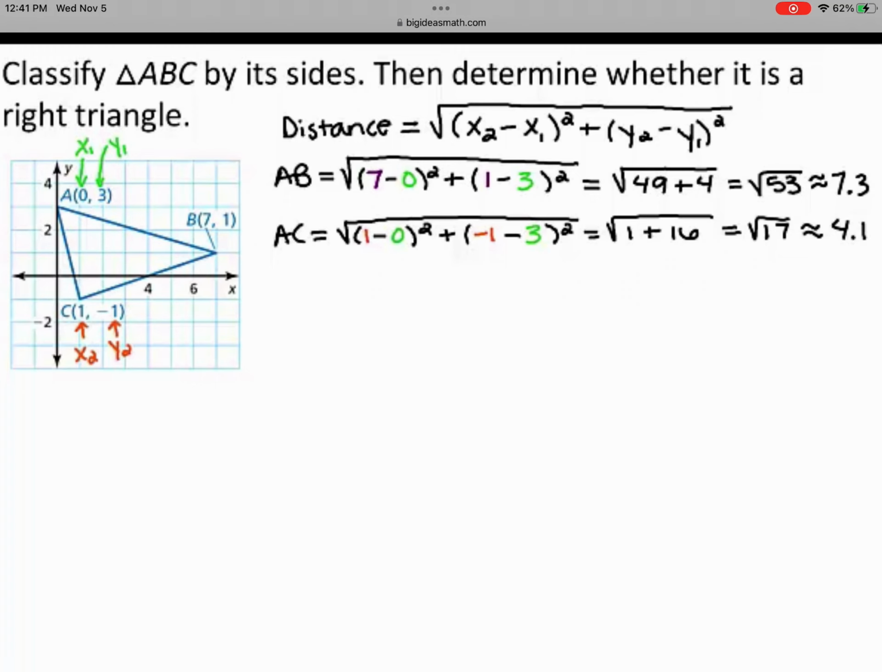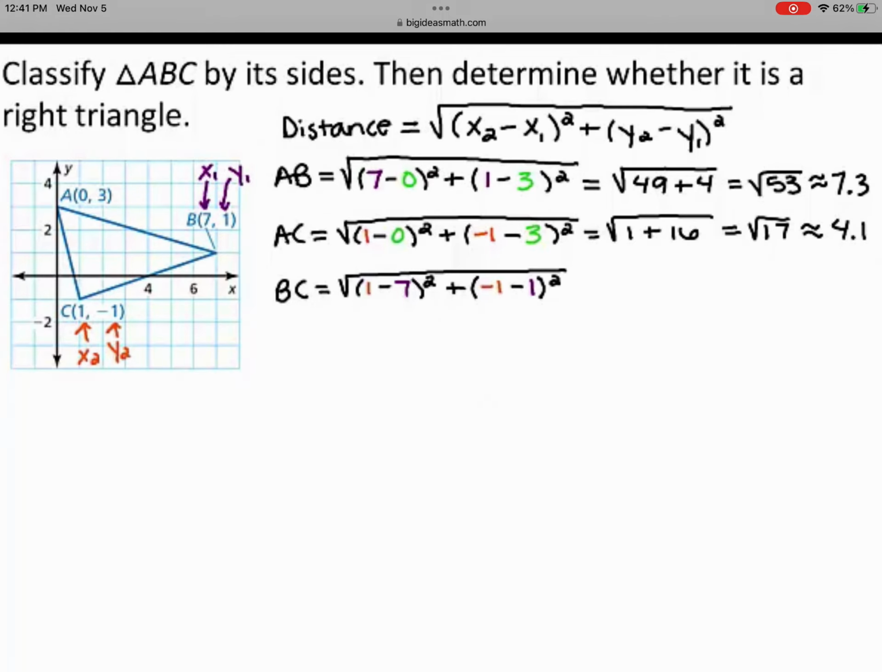To find the length of side BC, let x1 equal 7, y1 equal 1, x2 equal 1, and y2 equal -1. You can substitute these values into the distance formula.